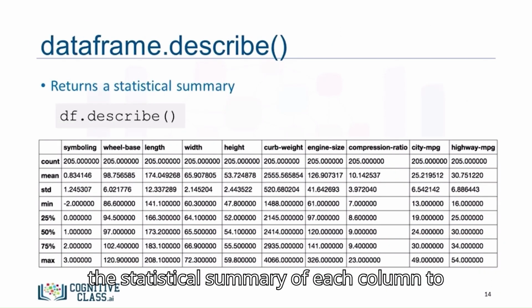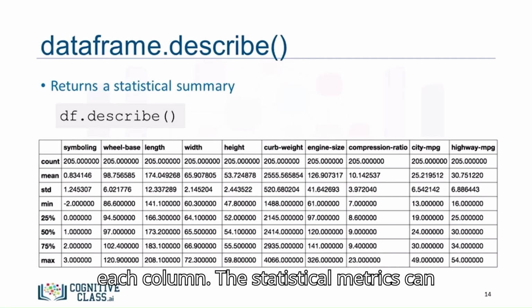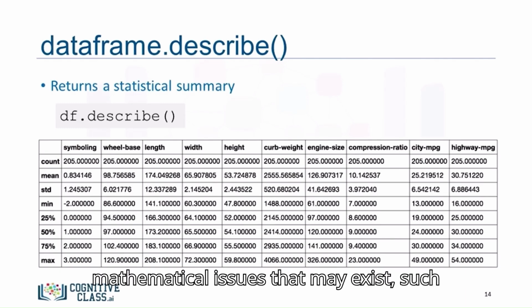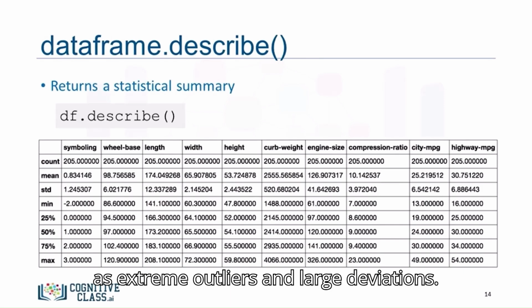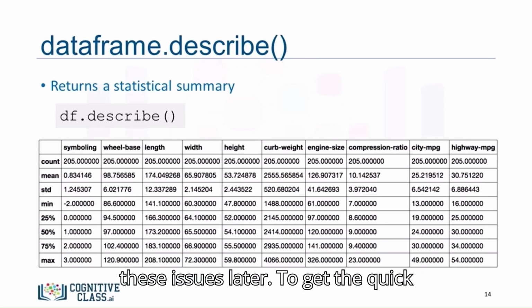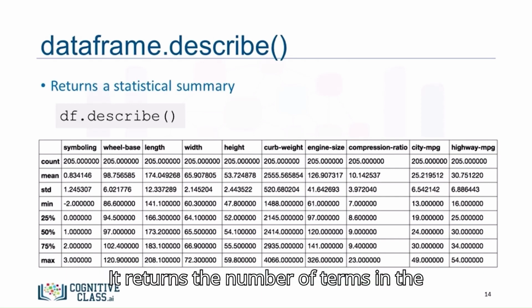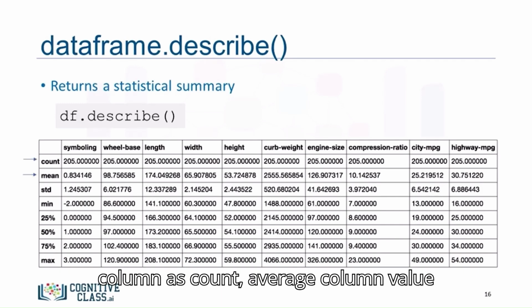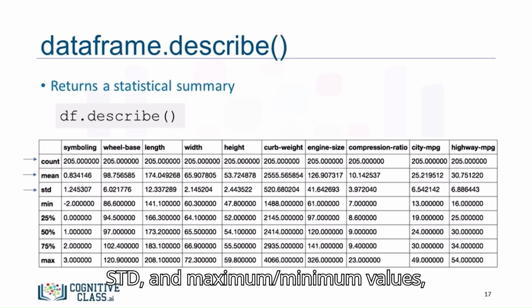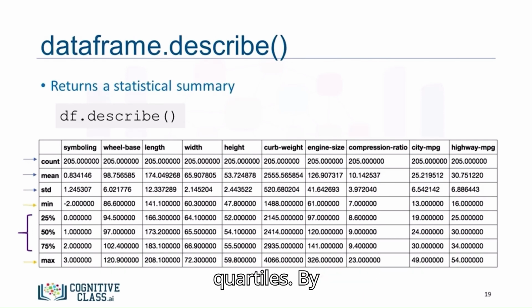Now, we would like to check the statistical summary of each column to learn about the distribution of data in each column. The statistical metrics can tell the data scientist if there are mathematical issues that may exist, such as extreme outliers and large deviations. The data scientist may have to address these issues later. To get the quick statistics, we use the describe method. It returns the number of terms in the column as count, average column value as mean, column standard deviation as STD, and maximum and minimum values, as well as the boundary of each of the quartiles.